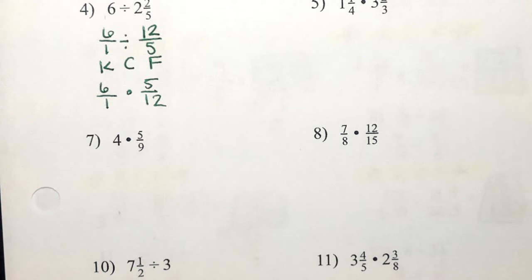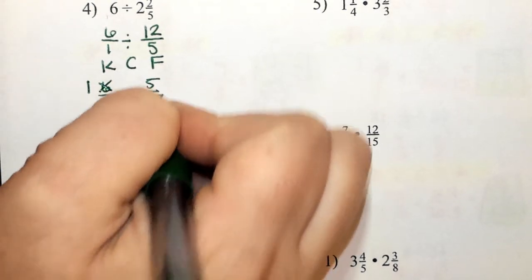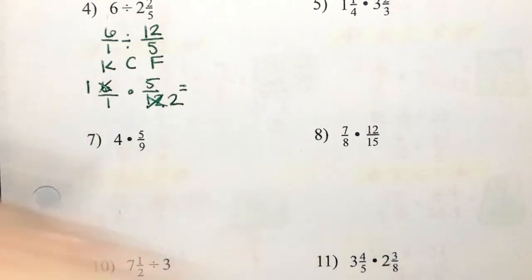What will simplify here? Kate. 6 and 12. 6 divided by 6 is? 1. 12 divided by 6 is? 2. Will anything else simplify here?